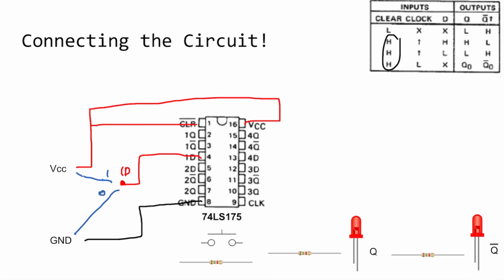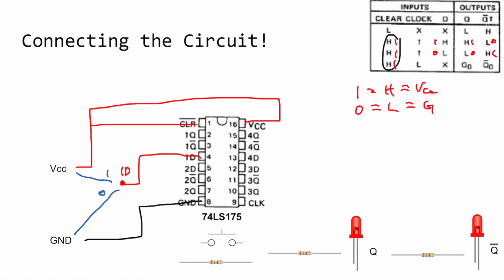Okay, so H actually means 1 and L actually means 0. So it's 1, 0, 0, 1, 1, 1, 1, and 1. Alright, so 1 is equivalent to H and equivalent to VCC. 0 is equivalent to low and equivalent to ground.